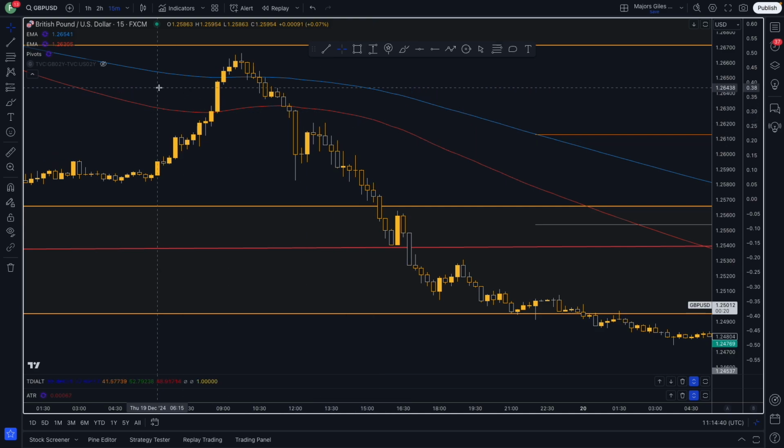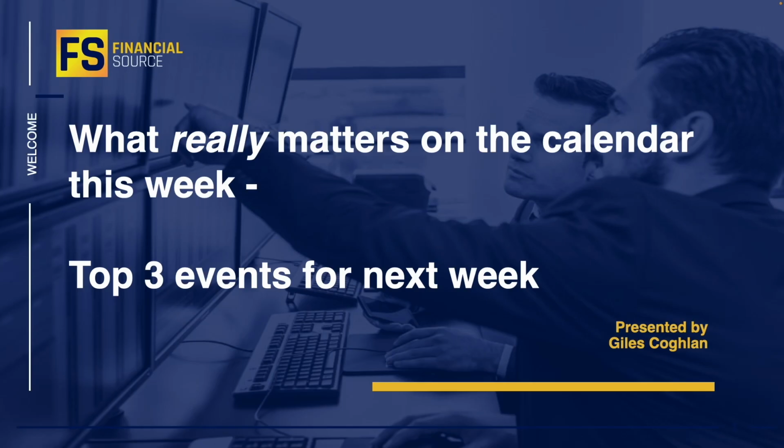That's why we look at the high probability calendar events, because they provide high probability trading opportunities. So what we're looking for this week, well, the main event to start this week is going to be the UK CPI data on Wednesday.